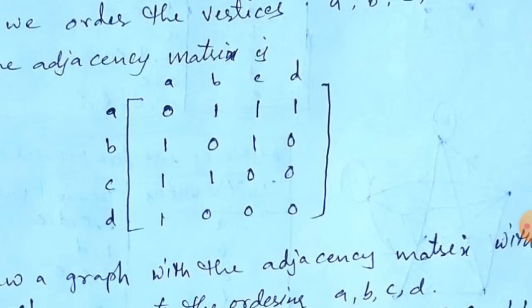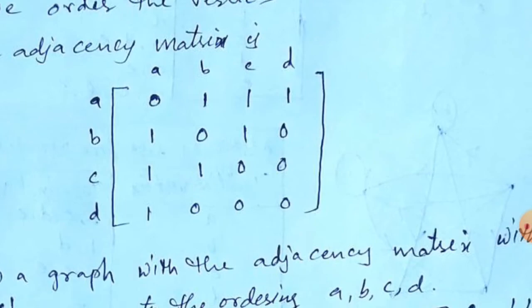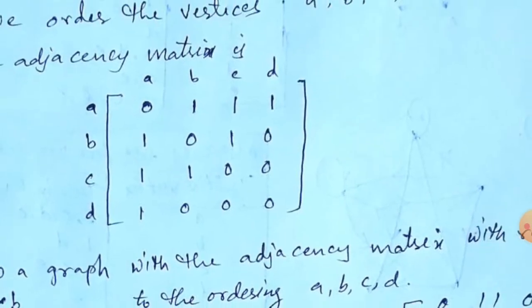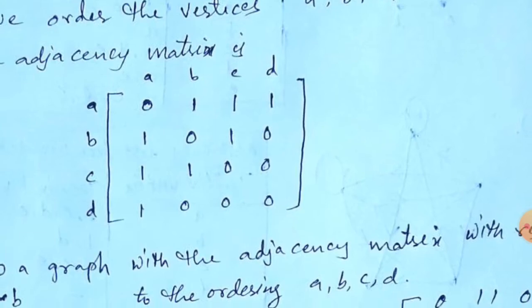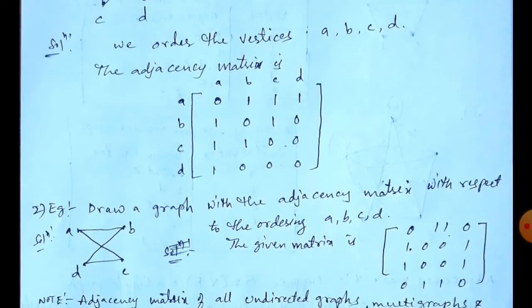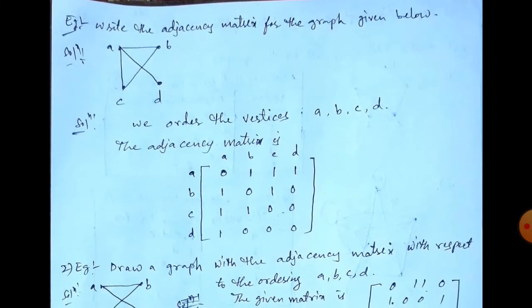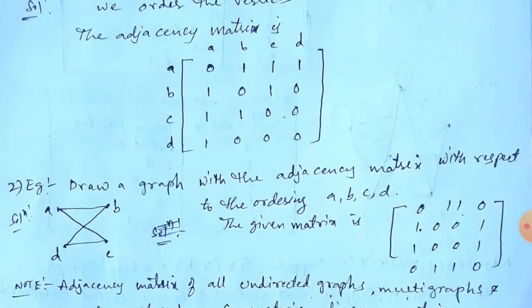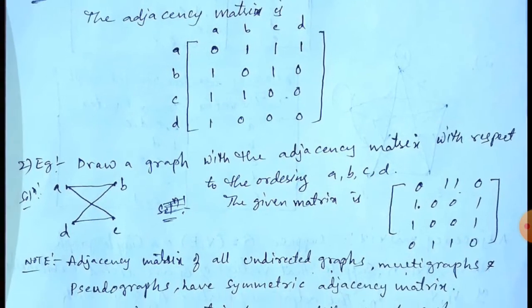B to B is 0, that means there is no edge B to B. B to C we are taking as 1. That means B to C there is an edge. Like this, 1 we will take if there is an edge, 0 we will take if there is no edge. So then we will consider this matrix as the adjacency matrix for the given graph. Similarly, if the graph is given, we can write the matrix. If the matrix is given, we can draw the graph.